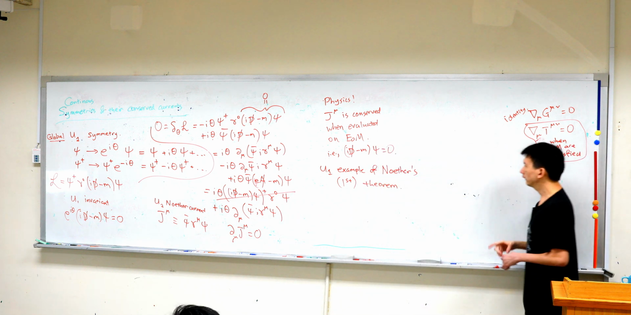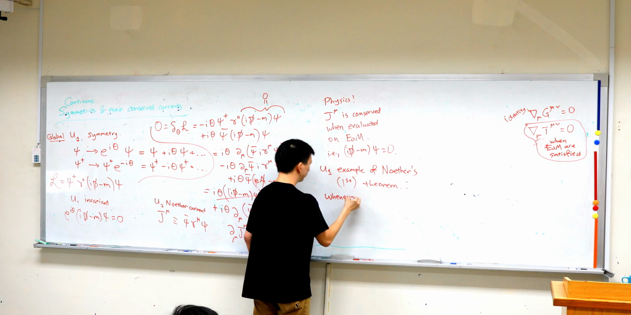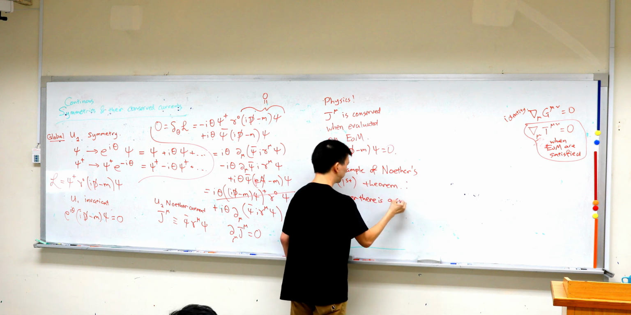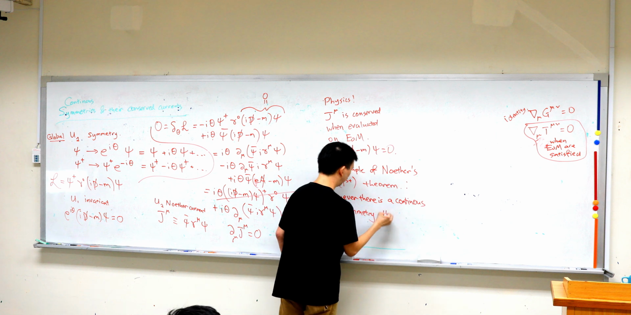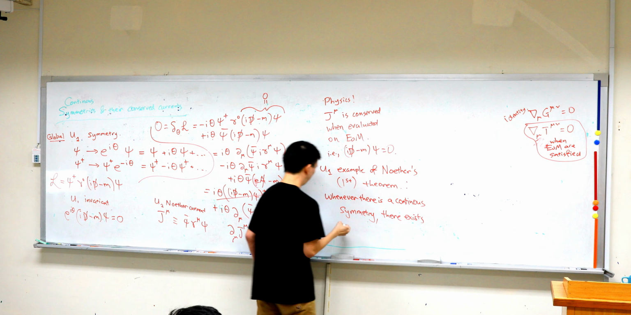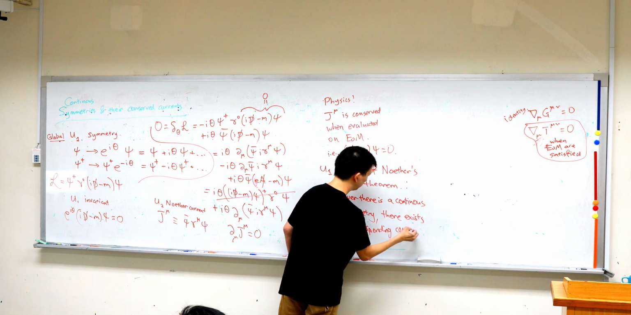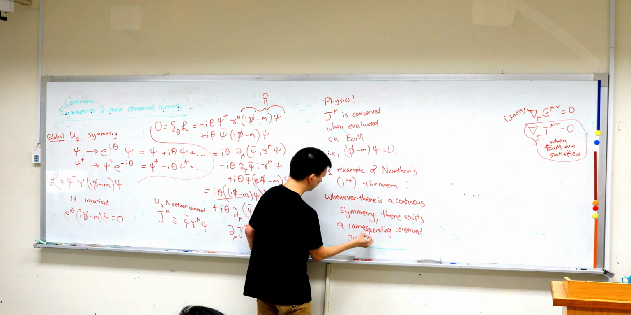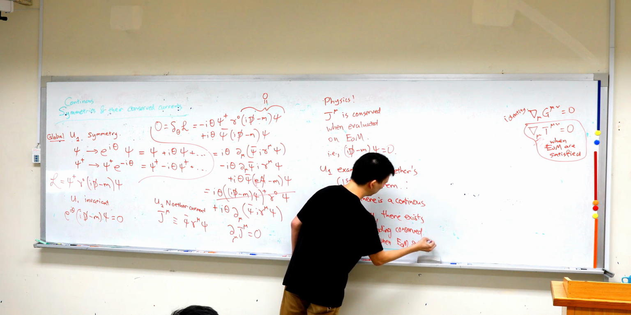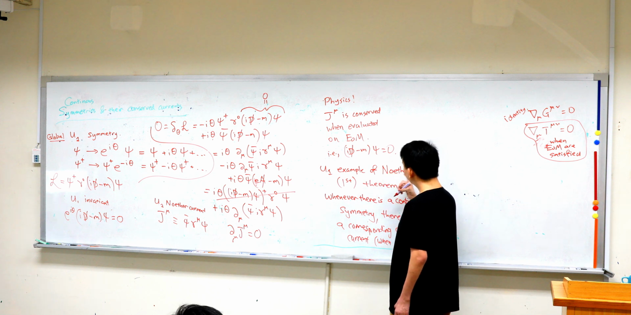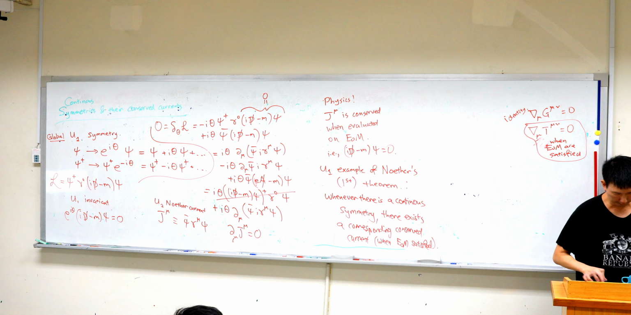Noether's first theorem, let me just write it down, the general statement is that whenever there is a continuous symmetry, there exists a corresponding conserved current, when equations of motion are satisfied. So this is a general statement. All we're seeing is the U1 example of that. And in fact, let's do more, because this is an important concept. So let's do more examples.